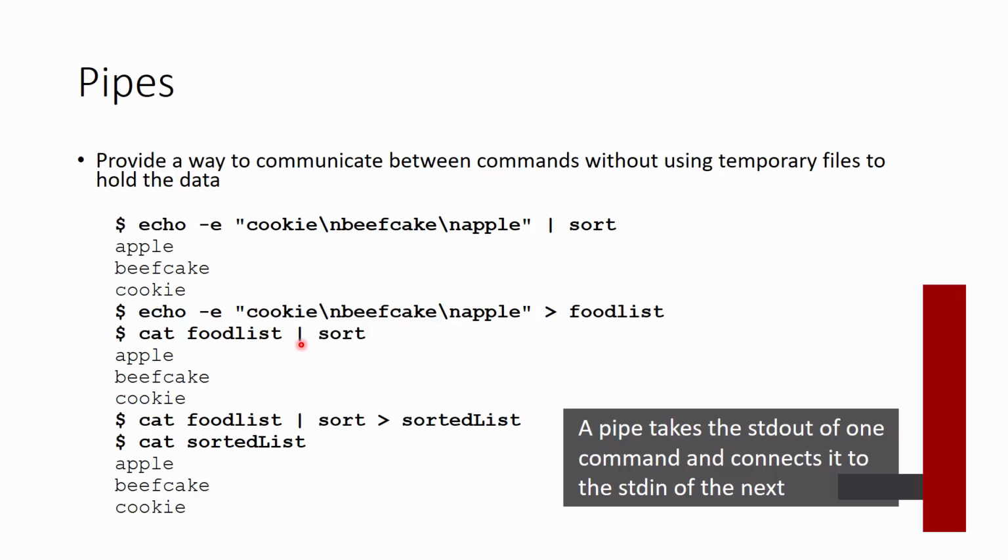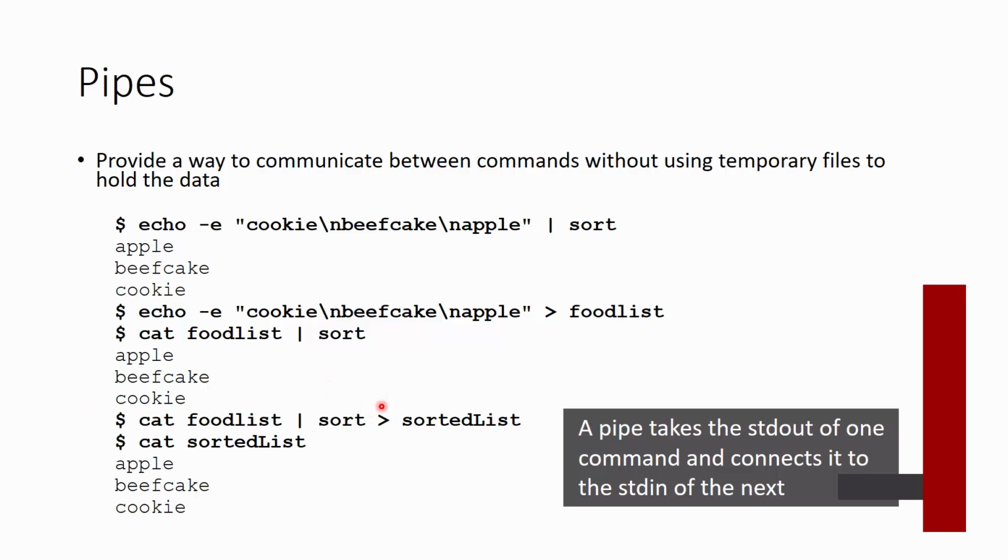Well, it only operates on standard out, right? So that standard out has to come from a file, in this case cat food list, or it can come from a command like echo. But in either case, the data arriving into the pipe operator is data that hit standard out from a previous command. Okay, down here I have cat food list piping into a sort command.